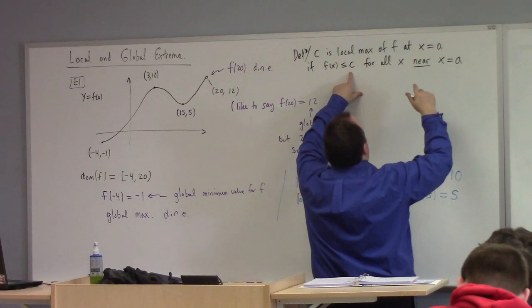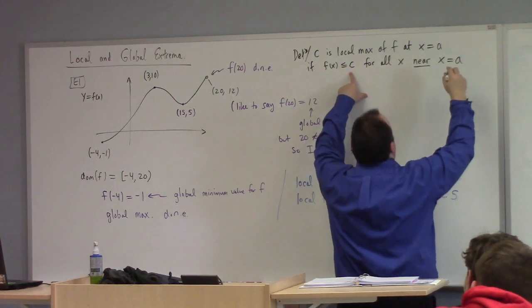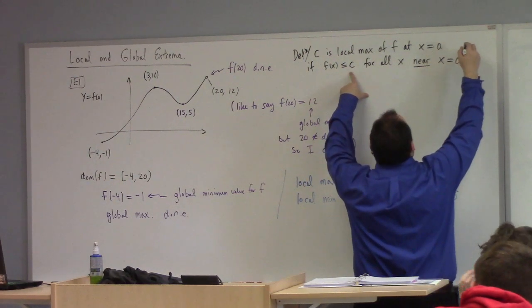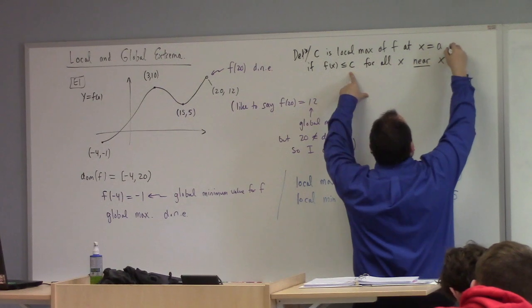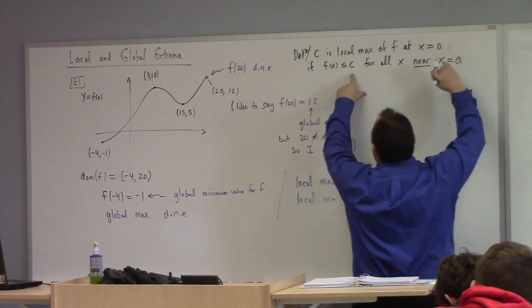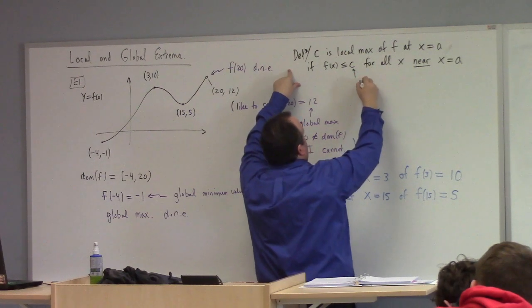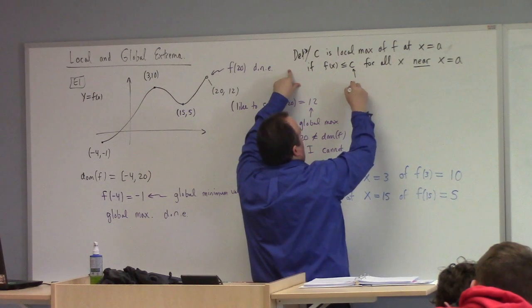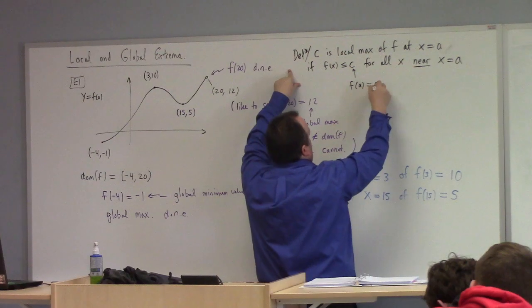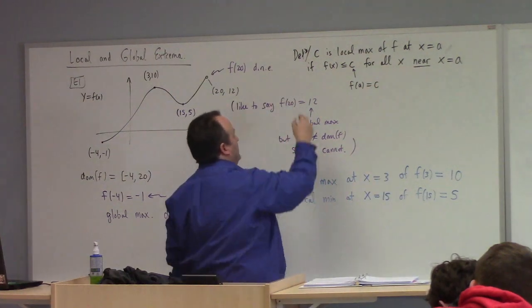I do need, I'm missing something here. Sorry. What do I need about C? C has to be what? C is equal to f of a, right? So that's a local max.